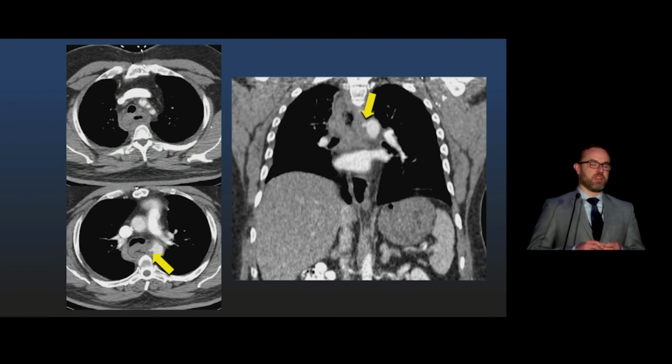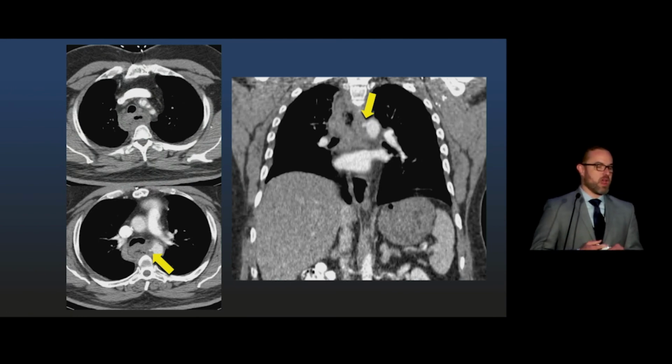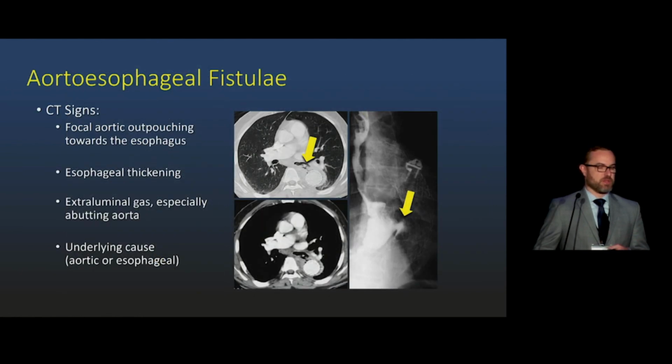Sometimes we have to identify hemorrhage, though, that is not readily apparent either with blood in the lumen or active extravasation. This is a patient who presented with hematemesis. They have a very thickened upper esophagus, a focal outpouching from the aorta, and this patient has an aortoesophageal fistula resulting from this esophagitis that we have to infer just based on these findings. Again, a focal outpouching of the aorta towards the esophagus is helpful, as is adjacent esophageal wall thickening, extramural gas, and potentially an underlying cause.